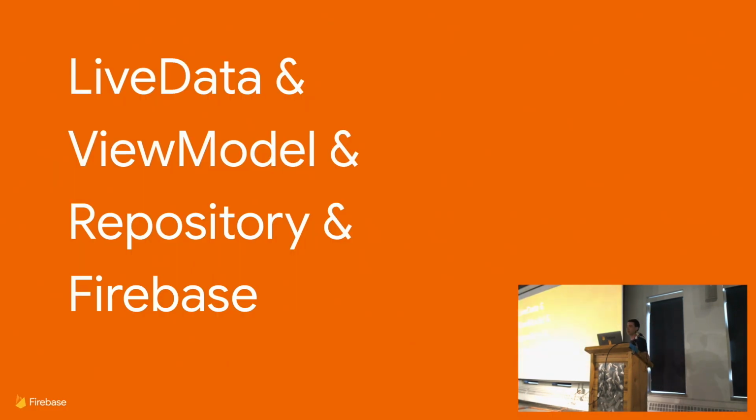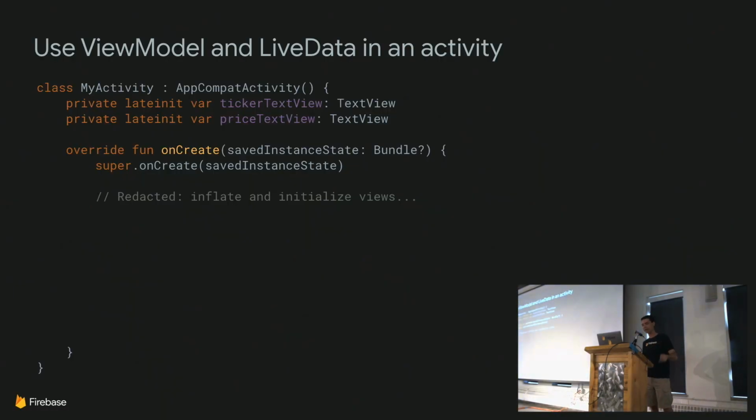So now we have four tools working in tandem. We have LiveData, which is the observable update dispatcher doing the real-time updates. We have ViewModel, which is holding on to these LiveData objects and making them available across configuration changes. We have a repository, which could be Firestore or real-time database. In fact, in my app, I implemented both of them, so it doesn't matter where the data comes from now. And we have Firebase, which is the back end.